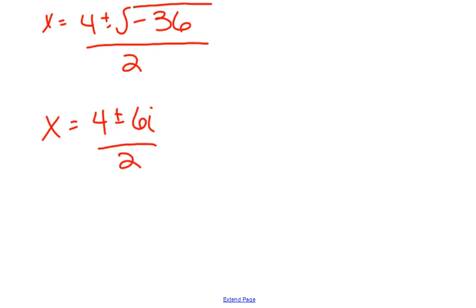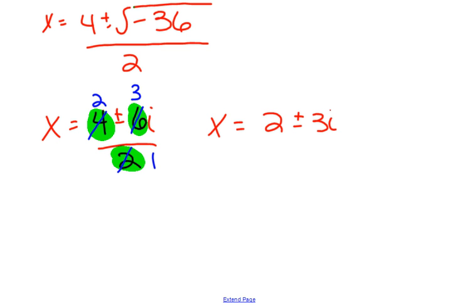So as I look at this problem and wonder what my next step is, I can't actually add a 4 to a 6i. They're not like terms. I can, however, reduce them. So when I'm looking to reduce, I am looking at this 4, I'm looking at this 6, and I'm looking at this 2. Because the 6 is being times by the i, that's why I'm able to reduce it. So I'm going to reduce these all by 2. And I would then see that my answer would be x equals 2 plus or minus 3i.